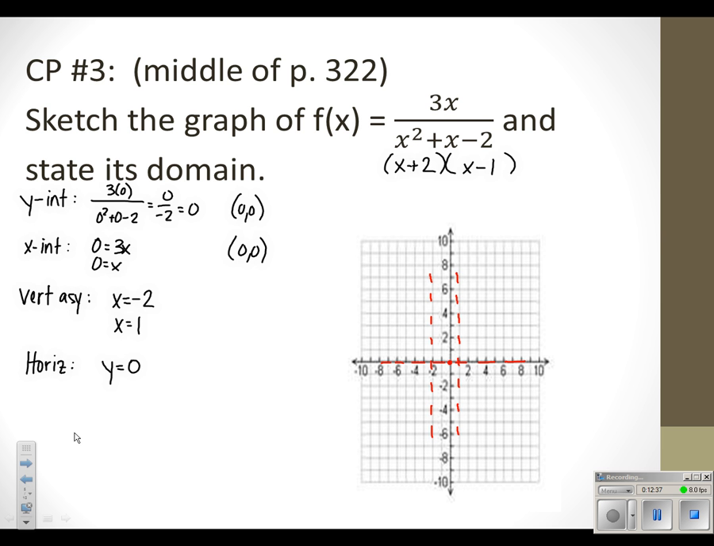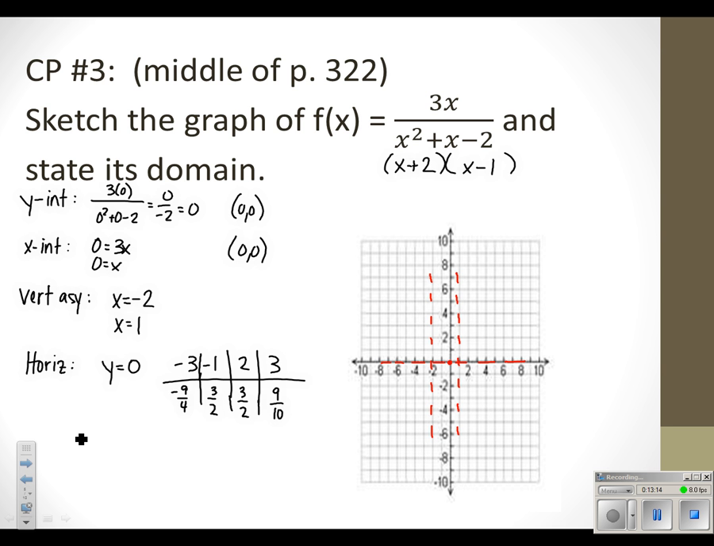So let's find us some points. If we go with negative 3, negative 1, maybe 2, 3, and make our table with them, let's see what happens. If you plug in a negative 3, work that through, you're going to get negative 9/4. If we put in a negative 1, we're going to have 3/2. A 2 gives us 3/2. And 3 gives us 9/10, so not quite 1.